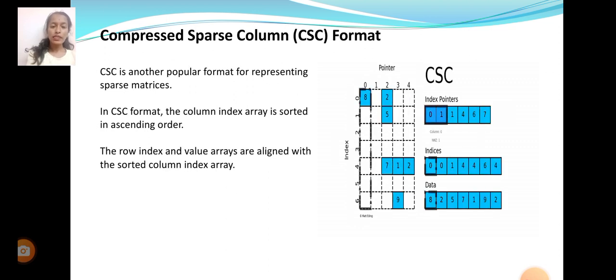Compressed sparse column format. CSC is another popular format for representing sparse matrices. In CSC format, the column index array is sorted in ascending order. The row index and value arrays are aligned with the sorted column index array.